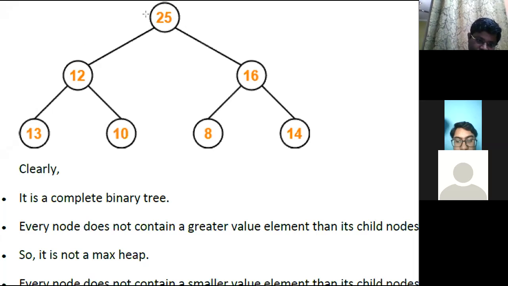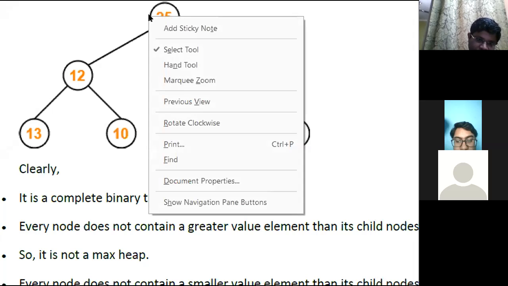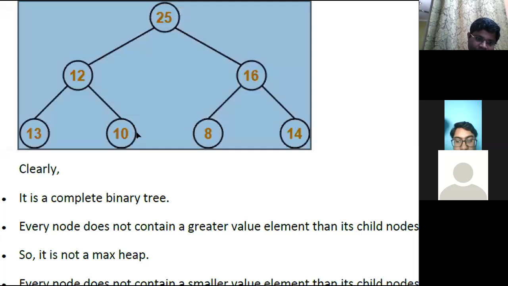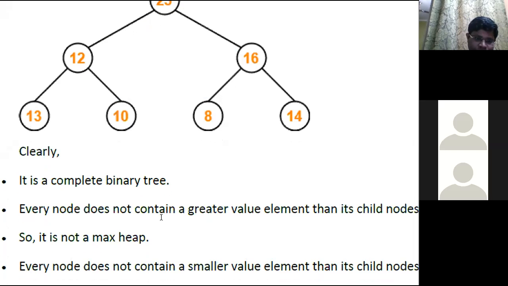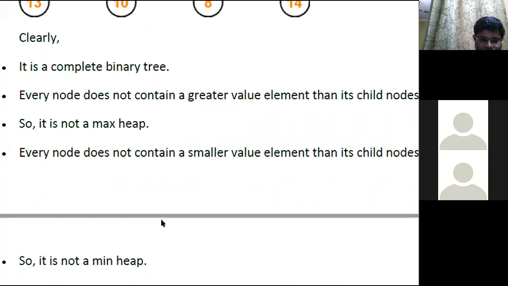But when we proceed to the node 12, the 12 has left child 13 and right child 10. So this 13 value is greater than 12. If it holds the property of max heap, then 13 should be at the place of 12. So we can say that this property doesn't hold because 13 is greater than 12. So this is not a max heap. Now next proceed to part 3.